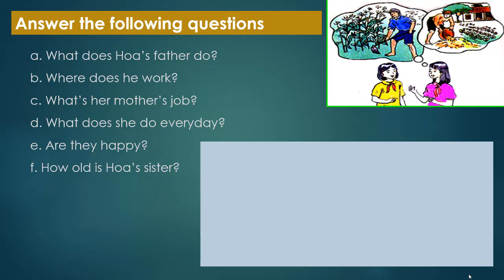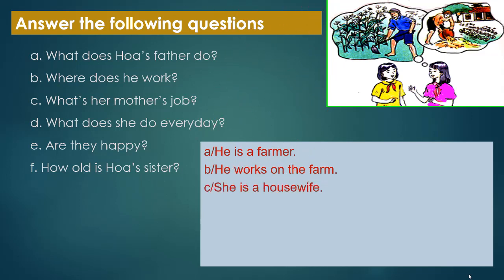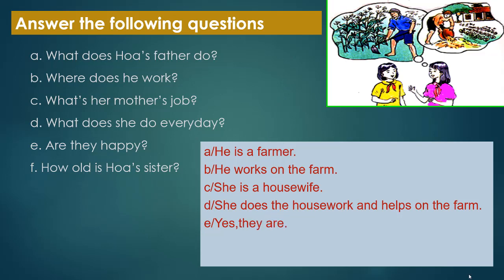It's time to answer. A. What does Hoa's father do? He is a farmer. B. Where does he work? He works on the farm. C. What is her mother's job? She is a housewife. D. What does she do every day? She does the housework and helps on the farm. E. Are they happy? Yes, they are. F. How old is Hoa's sister? She's only 8 years old.